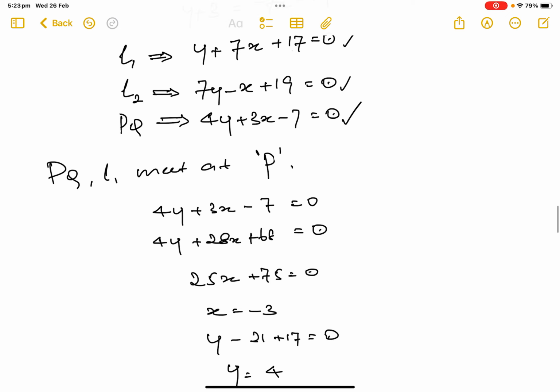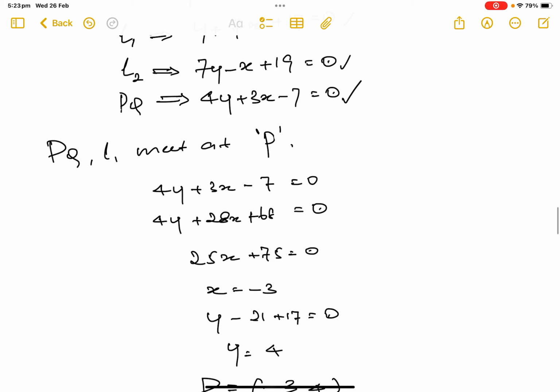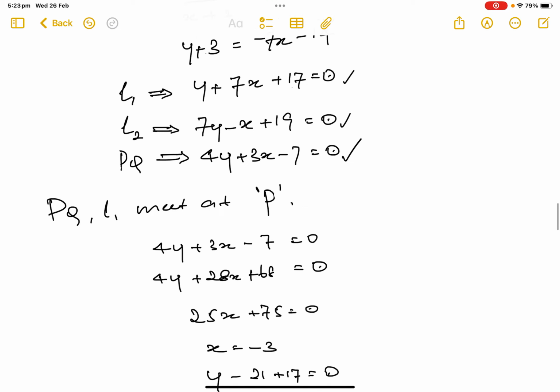Right, okay. So PQ and L1 meet at P, because P is on L1. If we could do those two equations, L1 and PQ equations: 4y plus 3x minus 7 is PQ. Then L1 is y plus 7x, but I just multiply by, so if you could say it's 1, 2, 3. So this is 3.